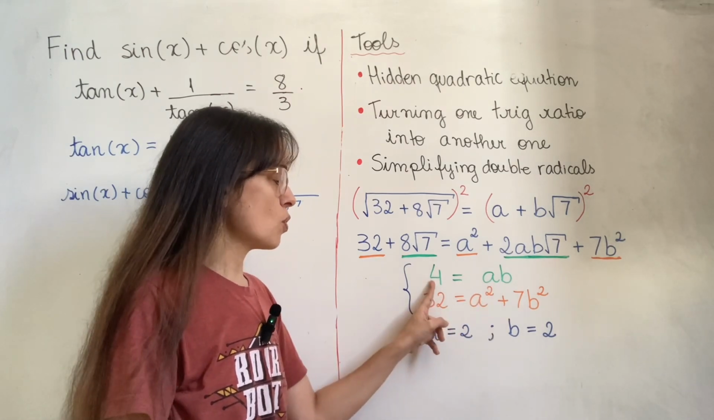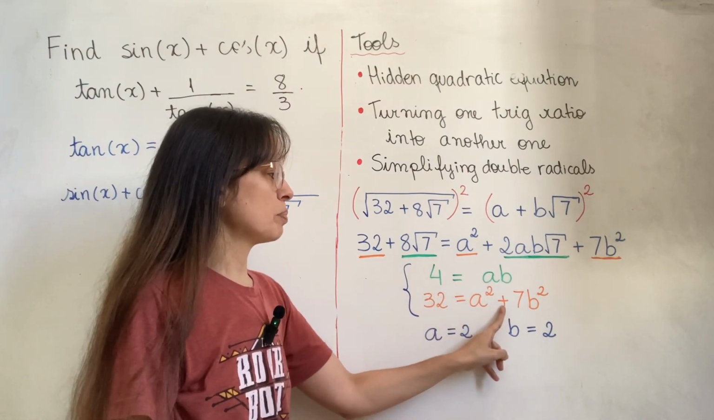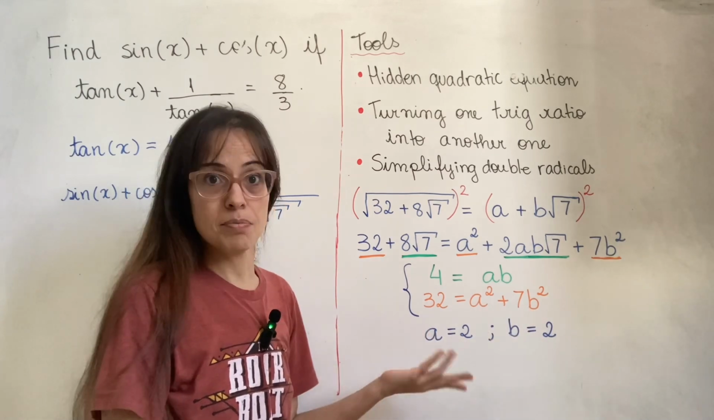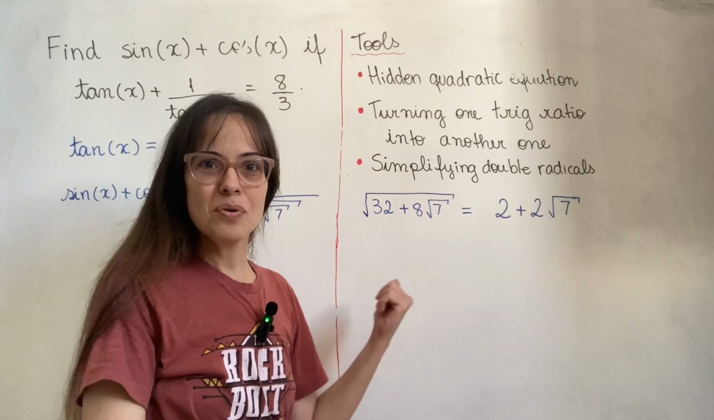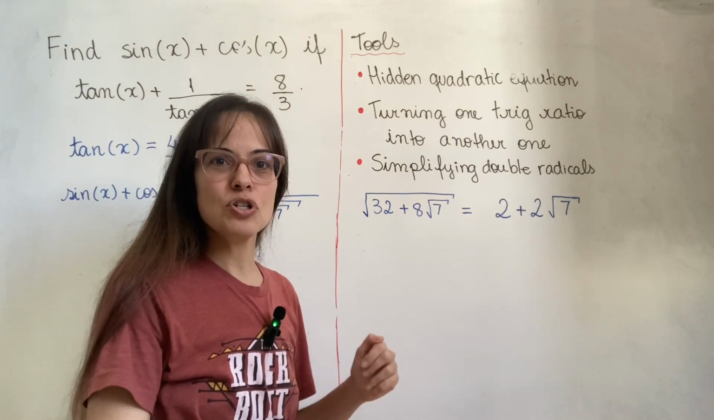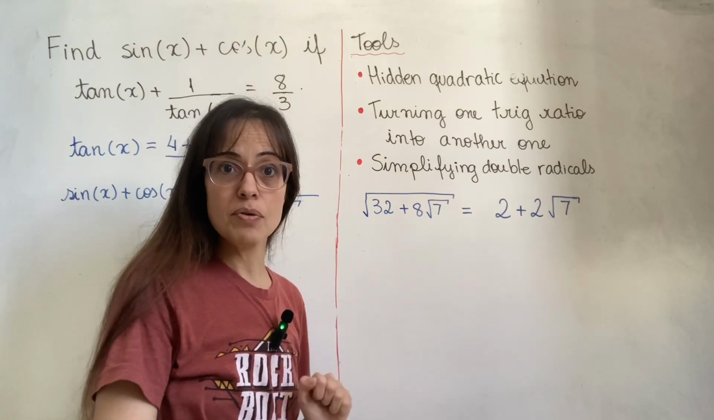2 times 2 is 4, and 4 plus 28 is 32. So we can put the 2 and the 2 back up here. And there you go, that's the simplified version of the denominator of our fraction.